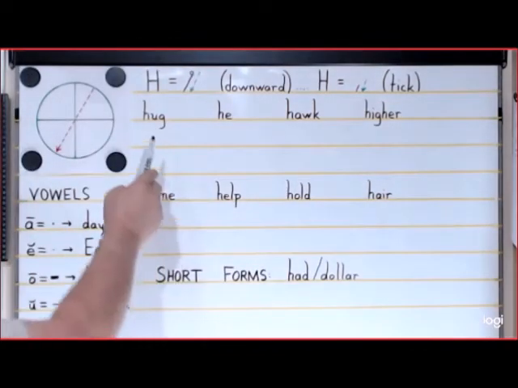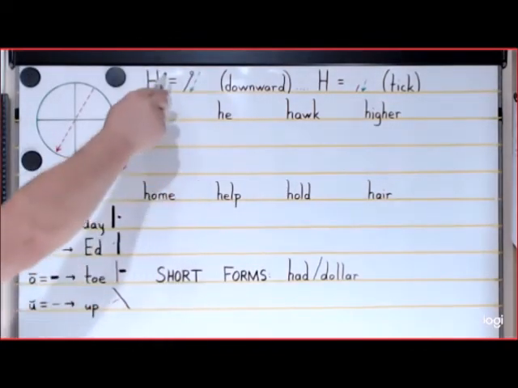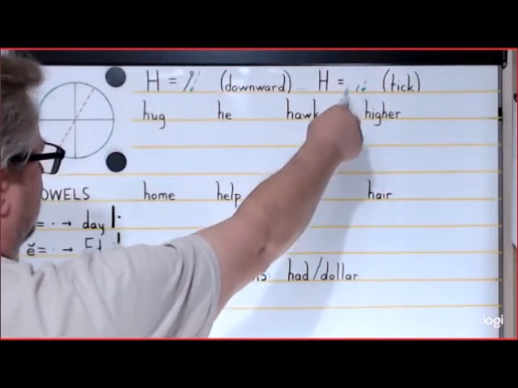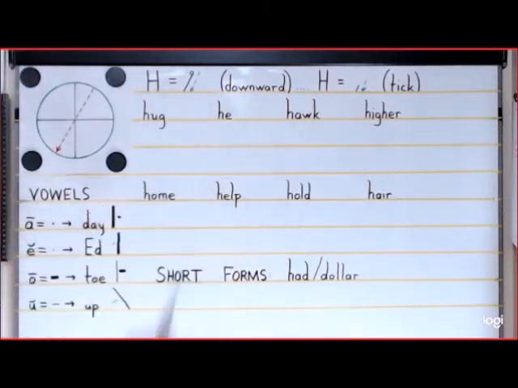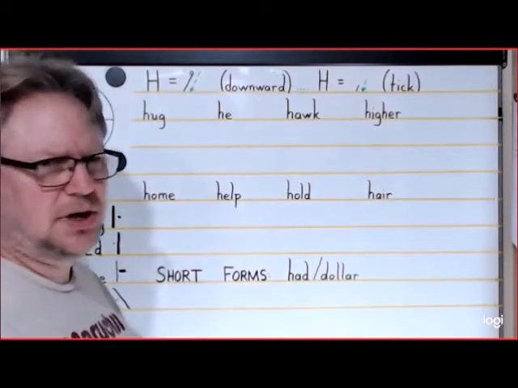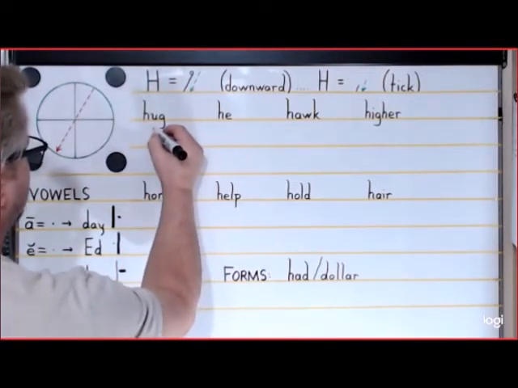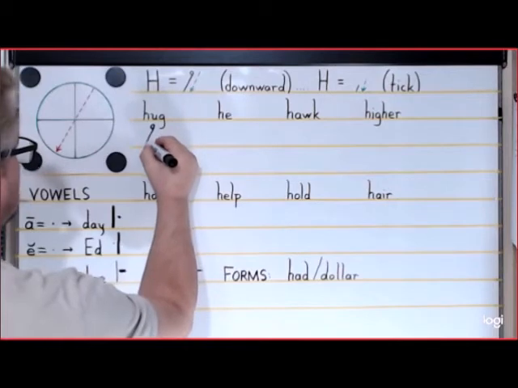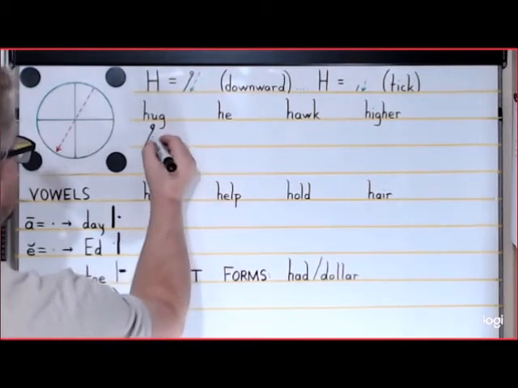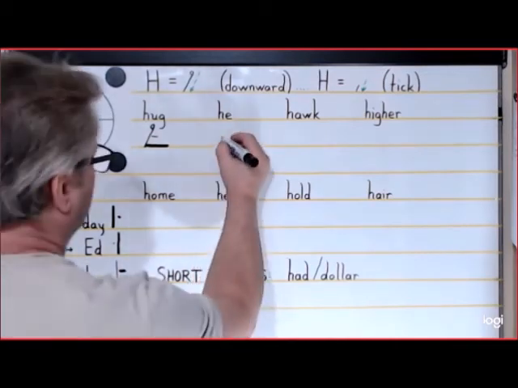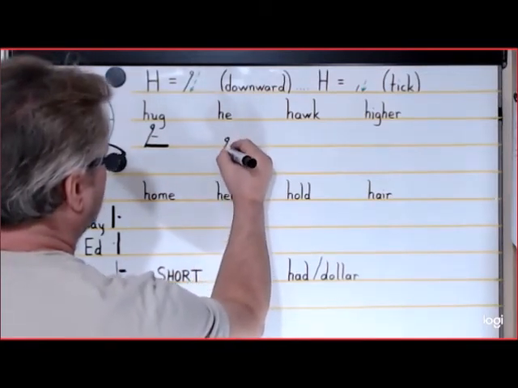The sound H is represented by a downward 30-degree angle stroke with a circle at the beginning. It can also be represented by a downward tick, the same direction and angle. There are two other ways to represent the H, but we'll get into that later in the lesson. So for the word hug, it will be an H, and then a G, and a light dash. The word he is just going to be the H through the line.